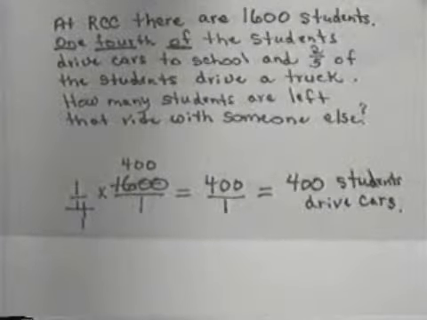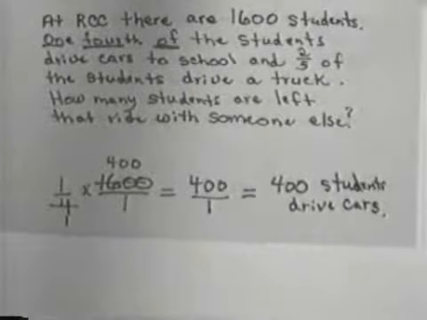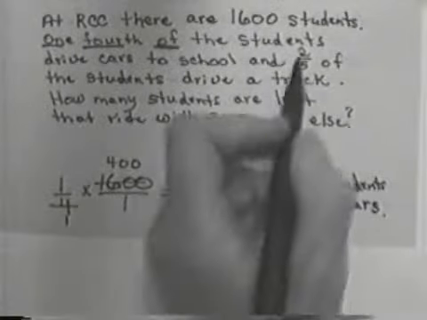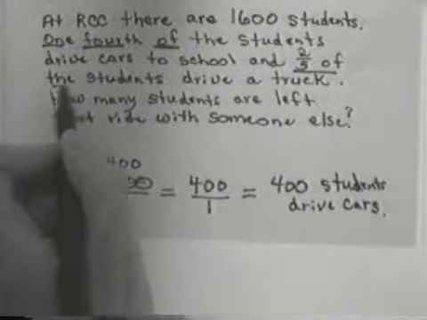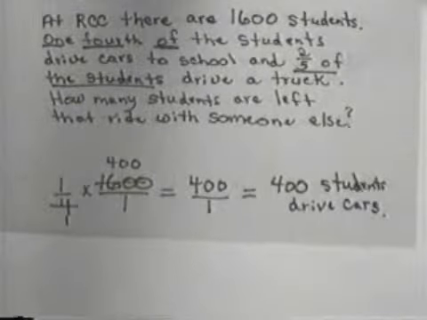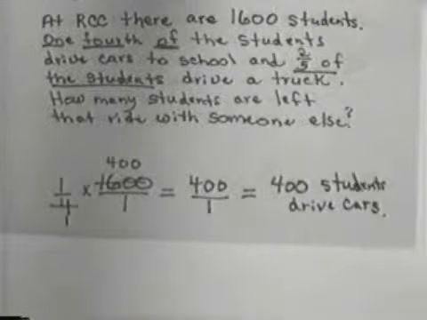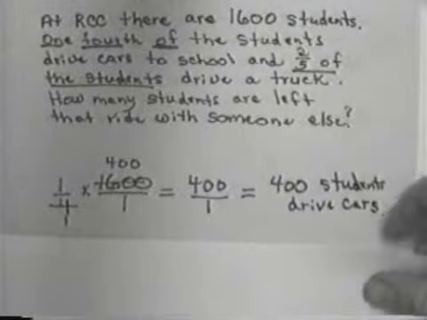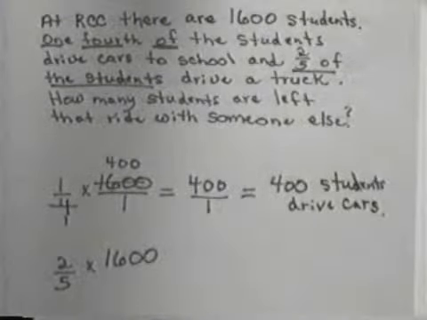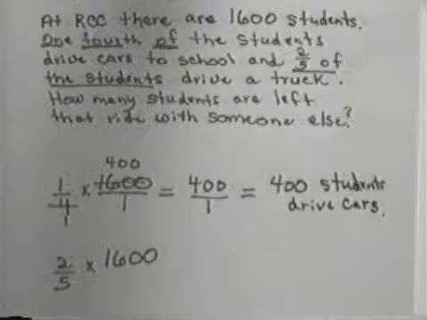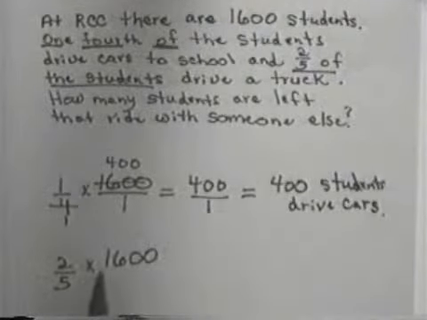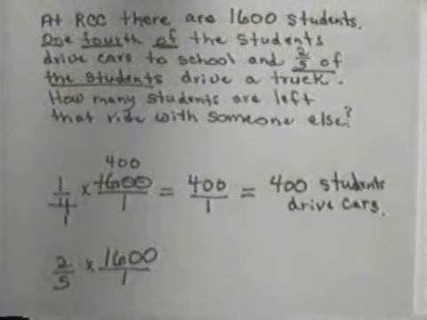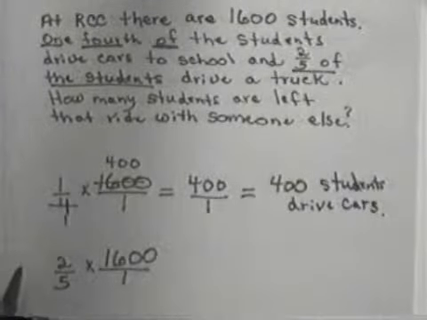Okay, let's see what it says about the people that drive trucks. It says 2/5 of the students drive a truck. 2/5 of the students. So again, if we want to find how many people drive a truck, we're looking for the fraction 2/5 of. Of means in this case to multiply because we're finding a fraction of the students. So let's find what 2/5 of the 1,600 is. So we'll put another 1 under our 1,600 and we can reduce here.